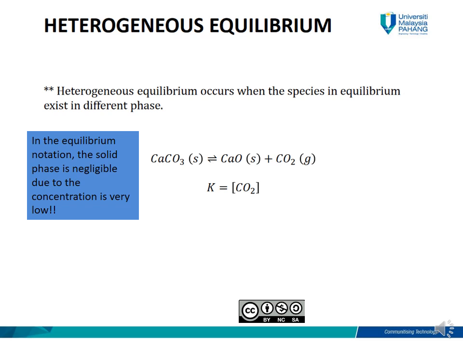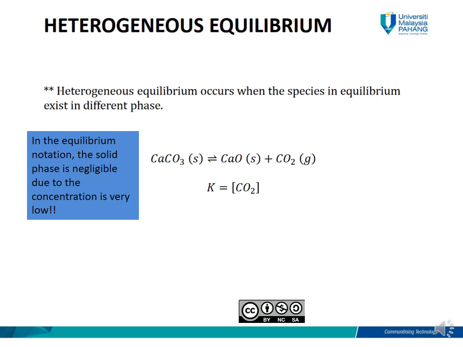Okay, so now we go to the heterogeneous equilibrium. When we talk about heterogeneous equilibrium, we must first understand homogeneous equilibrium. Homogeneous means that the chemical reaction contains reactants and products in the same phase. However, for heterogeneous equilibrium, the chemical reaction involves different phases of reactants or products. So let's consider this one example.